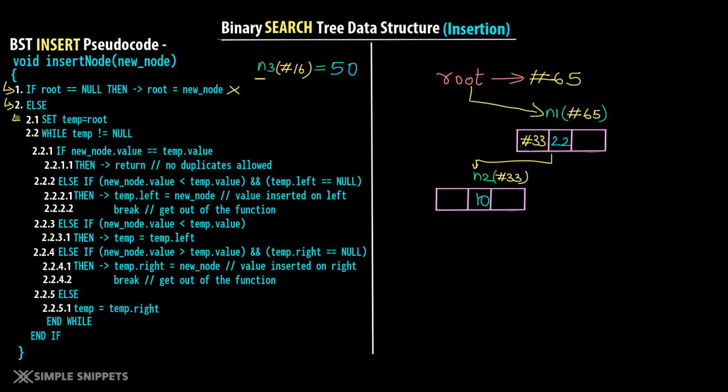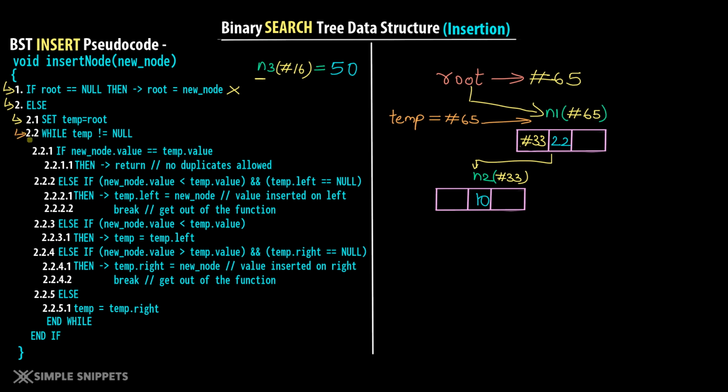In the else, we will first set temp equals root. So again, creating a temp variable, temp, which will have root's value, which is hash 65. That is the address of n1. So temp will now point to n1. Correct? Alright.